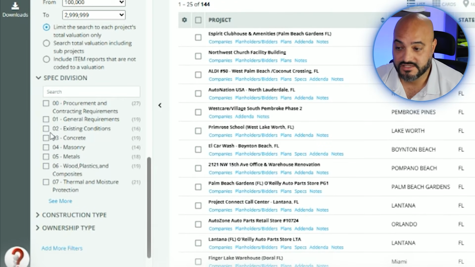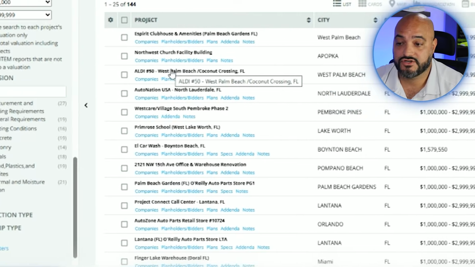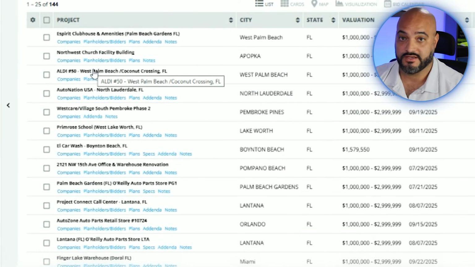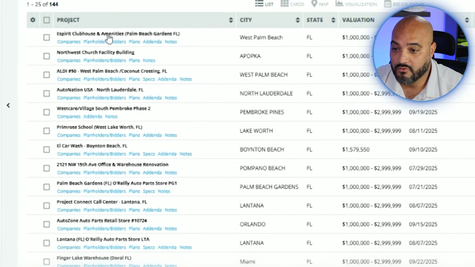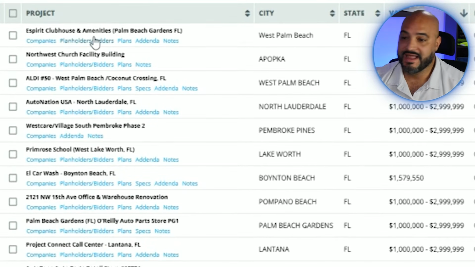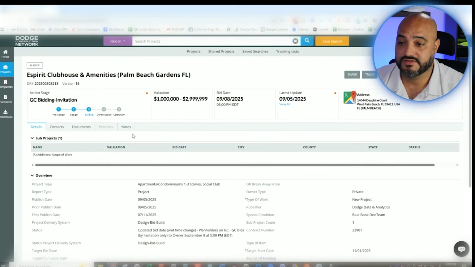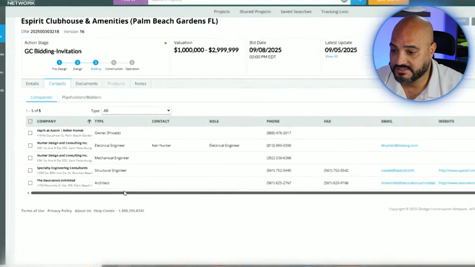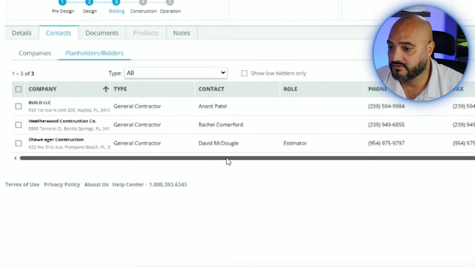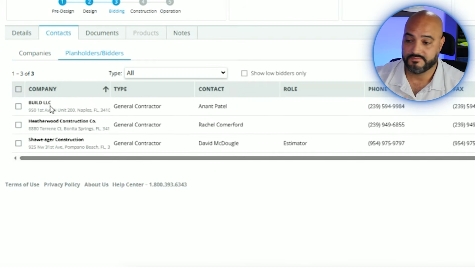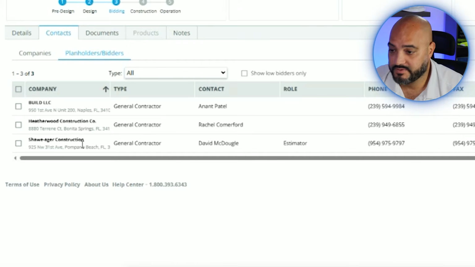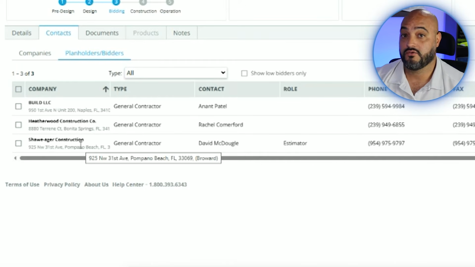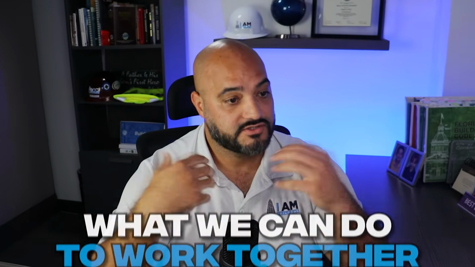Now, one of my strategies is I use these jobs as the gateway, as the entry point. If I want to work with this company, sure, maybe I get lucky and get the first job, but I don't really care too much about this job. I want to focus when I come in here and go to my contacts and look at the GCs, let's say plan holders, here we go. I'm a sub right now. I want to contact all these people and get on their bid list and start working with them. I want to start talking to them about, hey, what can we do to work together? I'm going to start visiting their office.